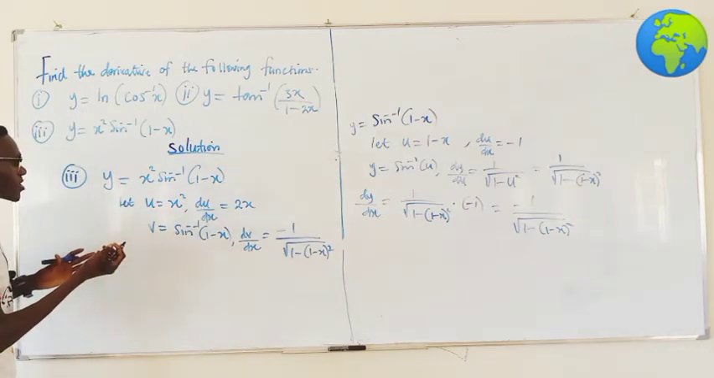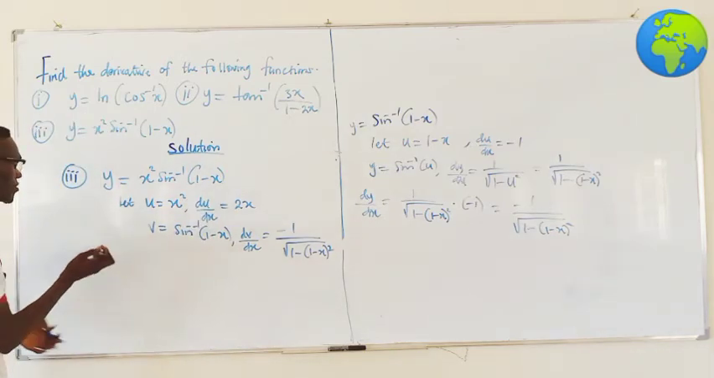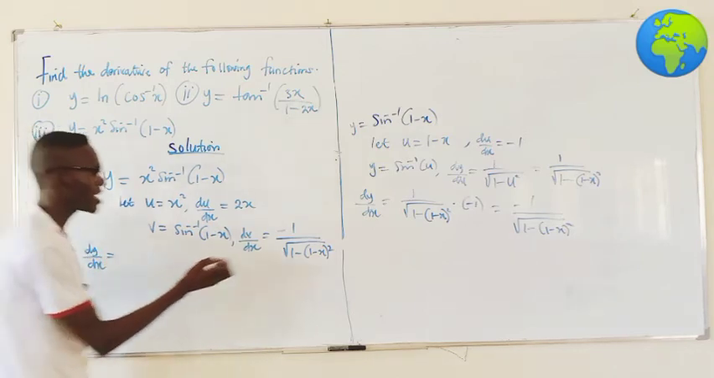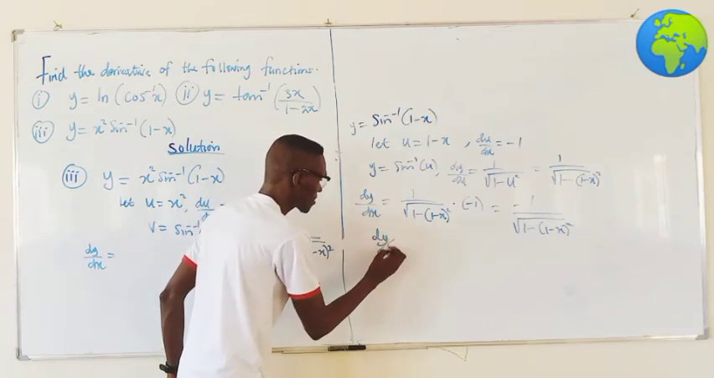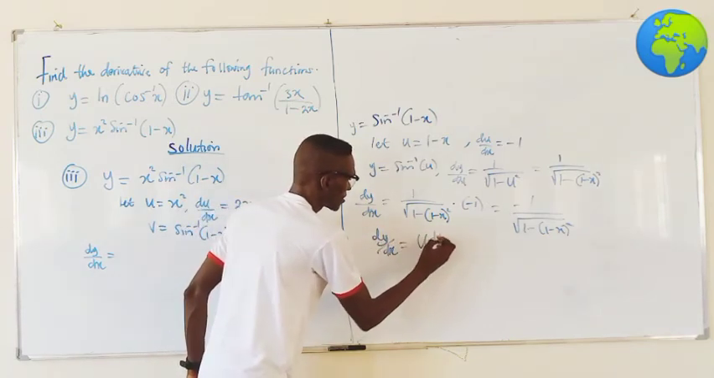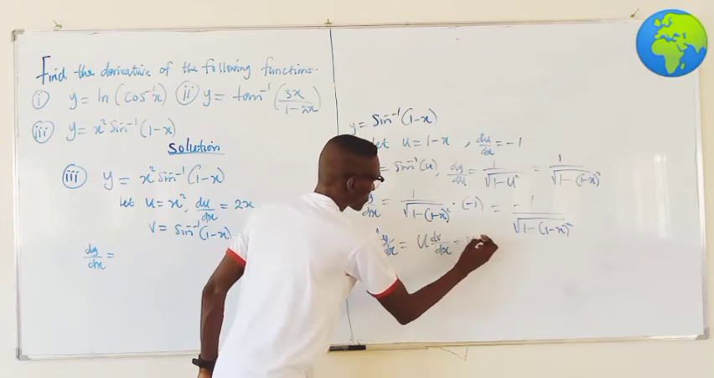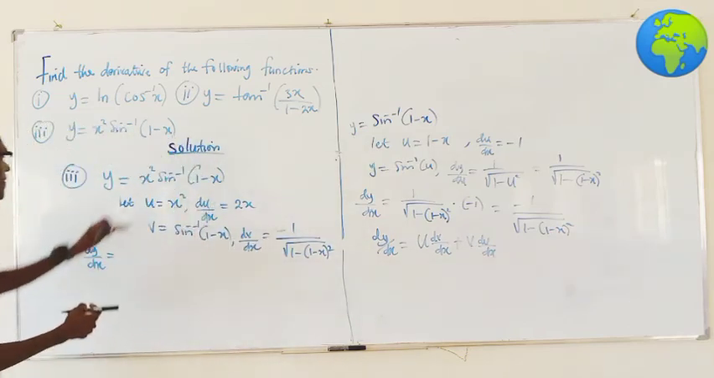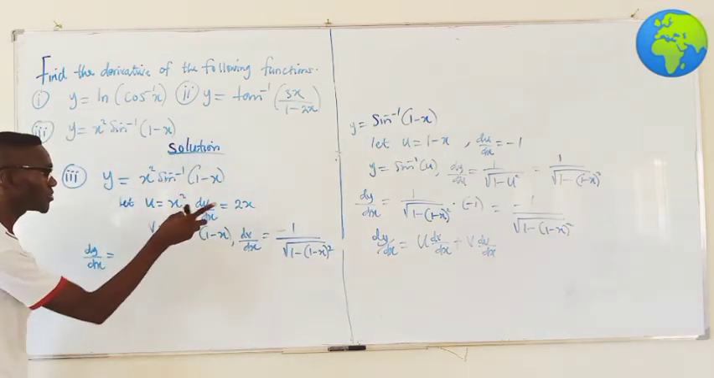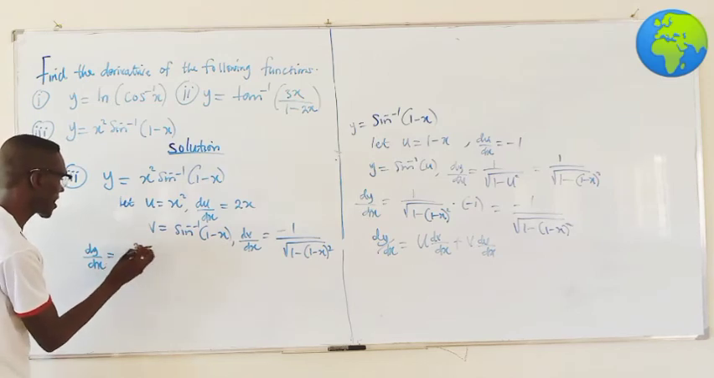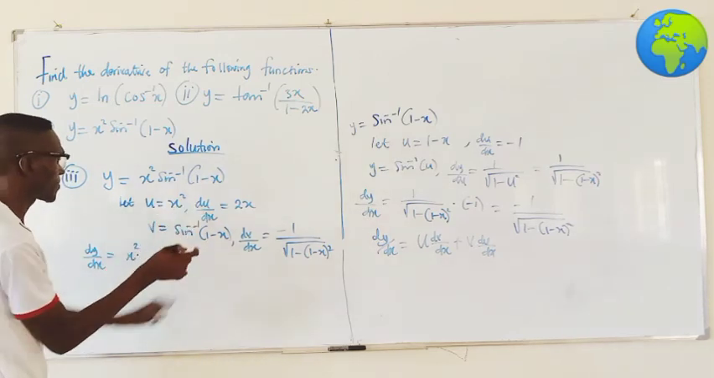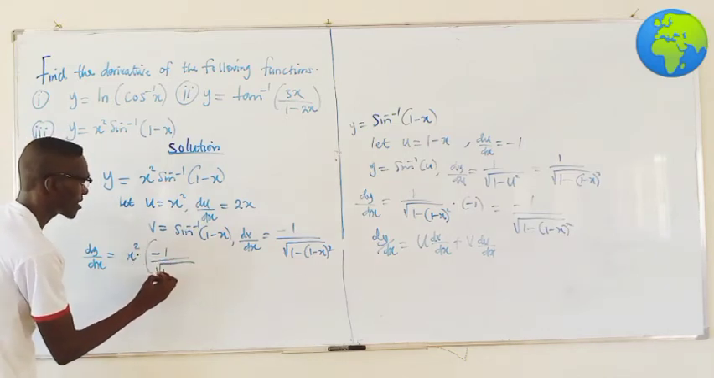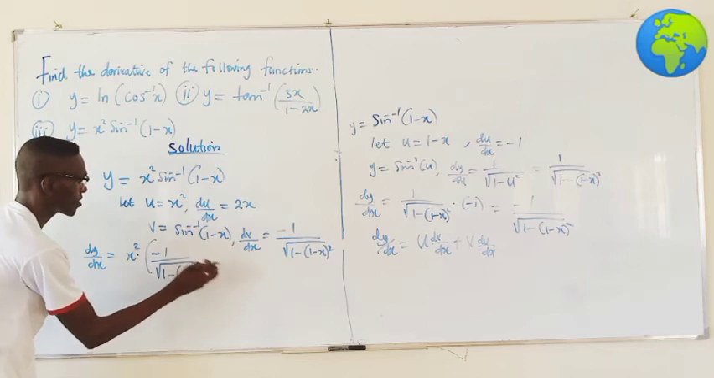So what is left is just to insert this in our product rule formula. You all know the formula, but let me just remind you. Dy dx is going to be u dv dx plus v du dx, right? That's our product rule. So that's the same formula we'll be using for this function. So I have my u dv. What is u? U is x squared multiplied by what is dv? dv we said is minus 1 over square root of 1 minus 1 minus x all squared, right?